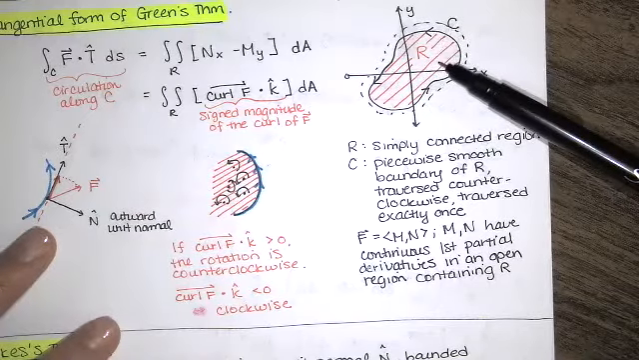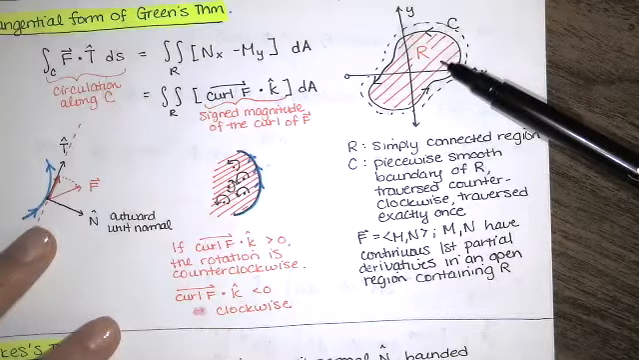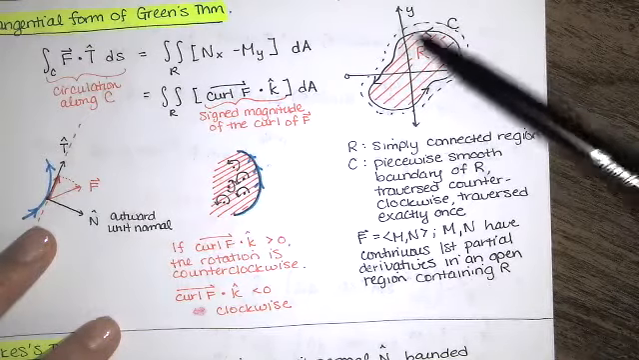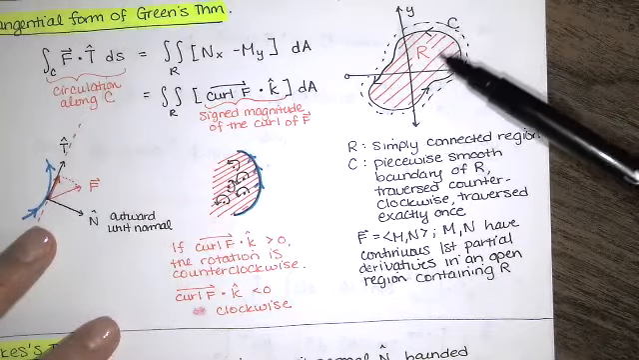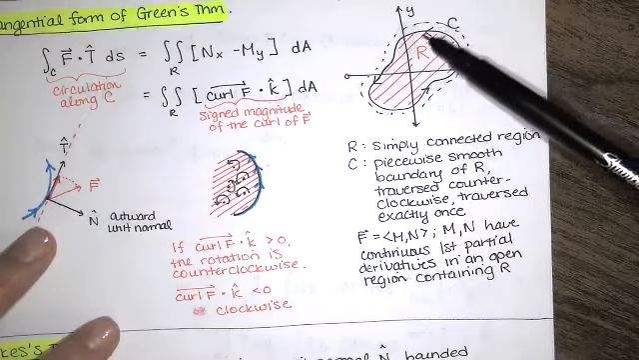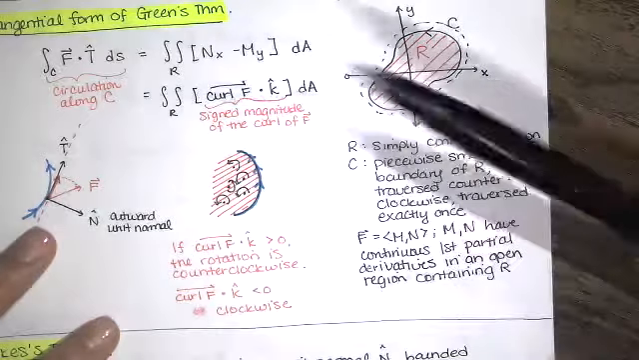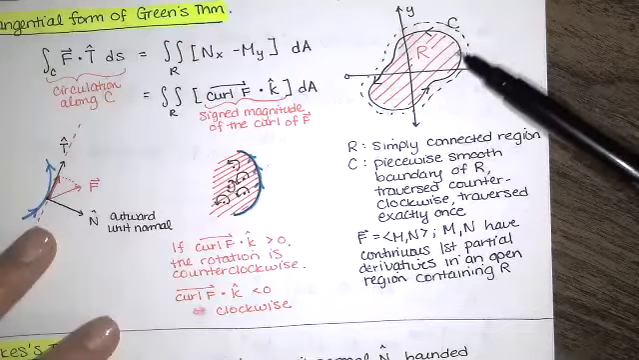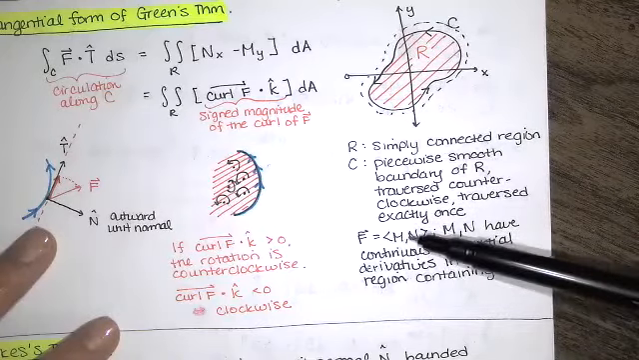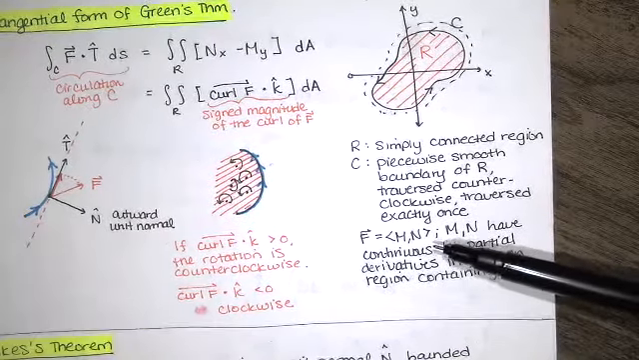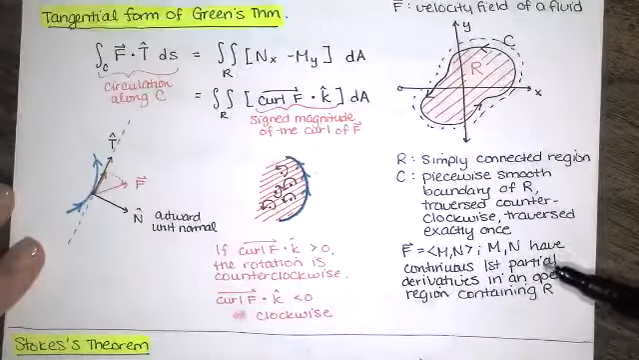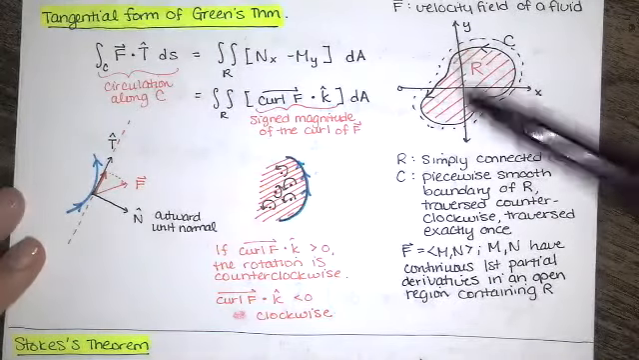Remember what that means. If R is simply connected, every simple closed curve in R contains only points that are in R. So we have a simply connected region with a piecewise smooth boundary. It's traversed counterclockwise. If for some reason it has to be traversed clockwise, you can always multiply these results by -1. And it's traversed exactly once. And F is a field in the xy plane with components M and N. And the component functions of our field have continuous first partial derivatives in an open region containing R.